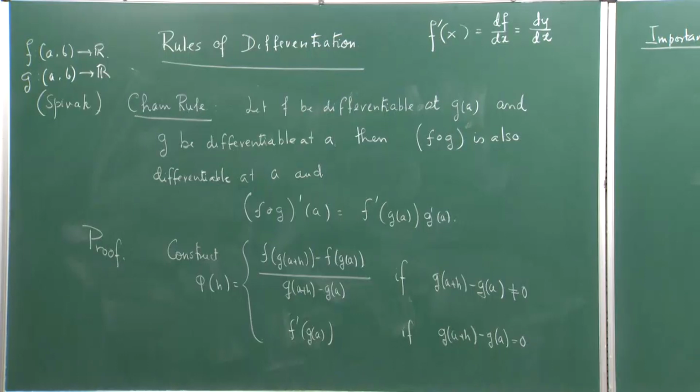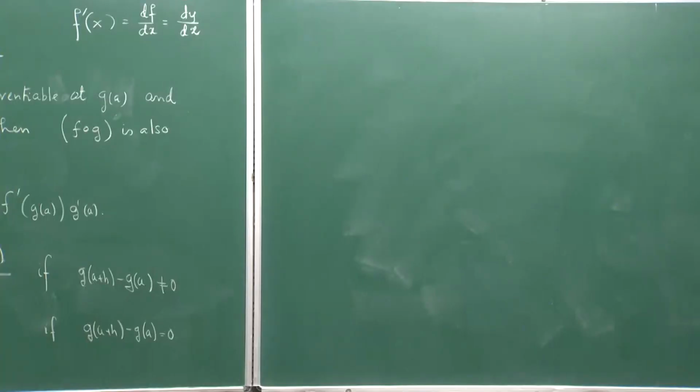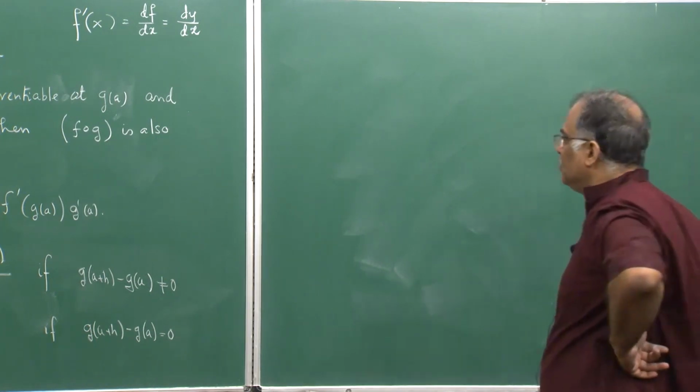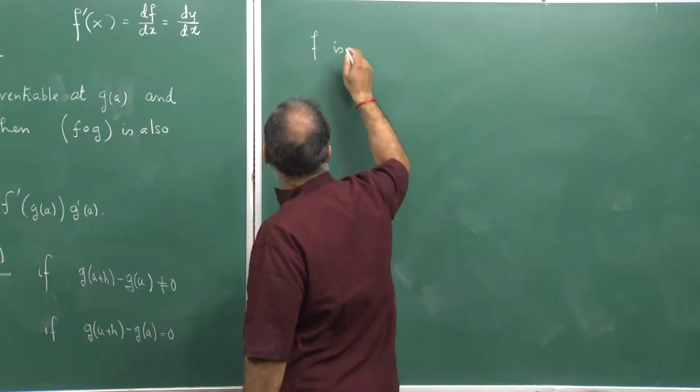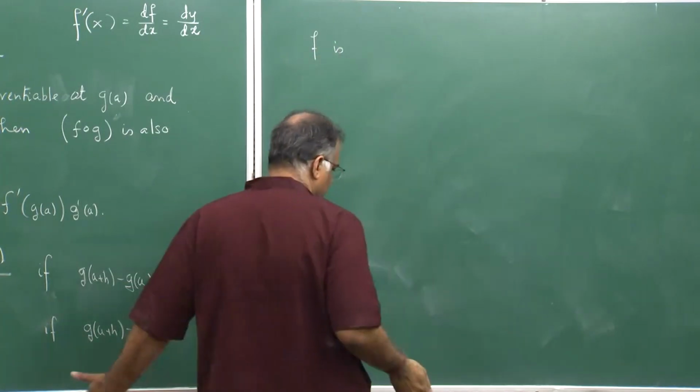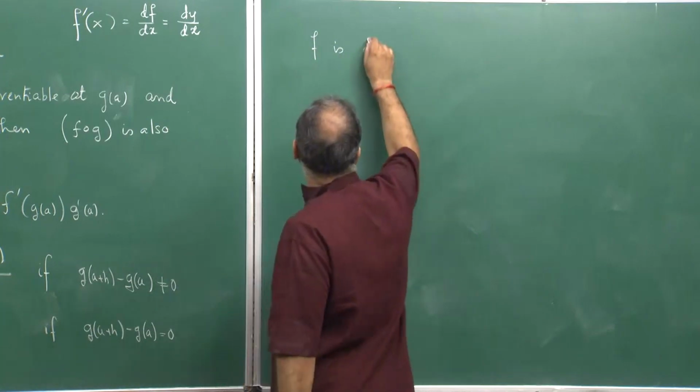Now, whatever we have just said, that phi is continuous at 0, was just a brief idea that we have given, but we will now prove that phi is actually continuous at 0, and we will do it very step by step. So, f is differentiable at g(a).